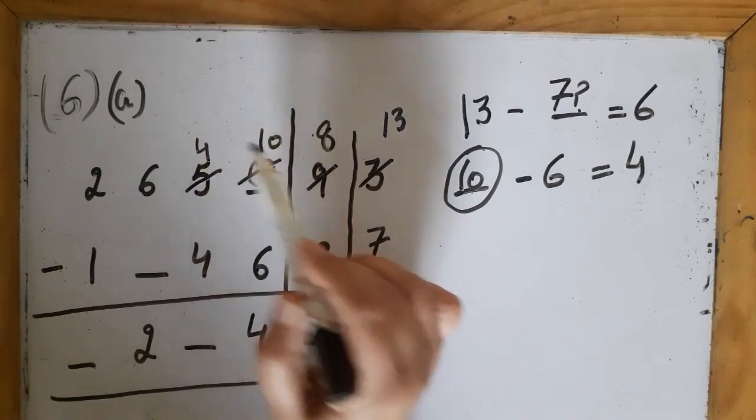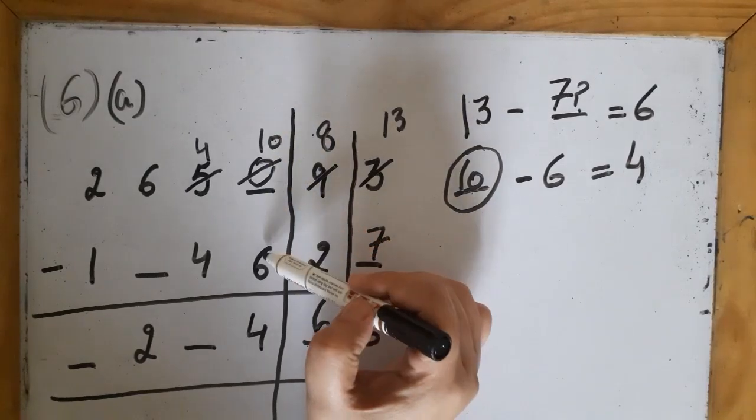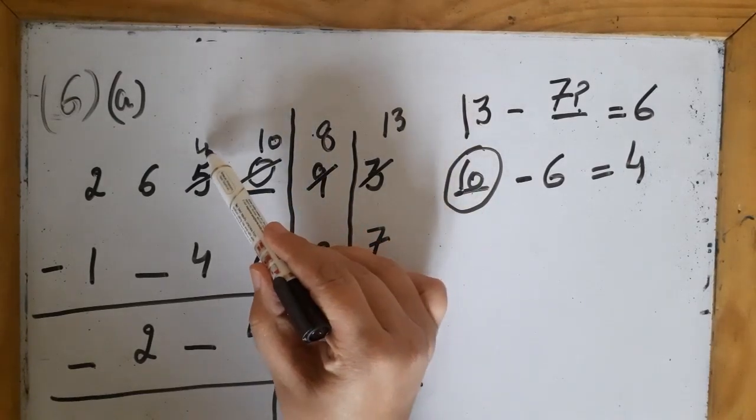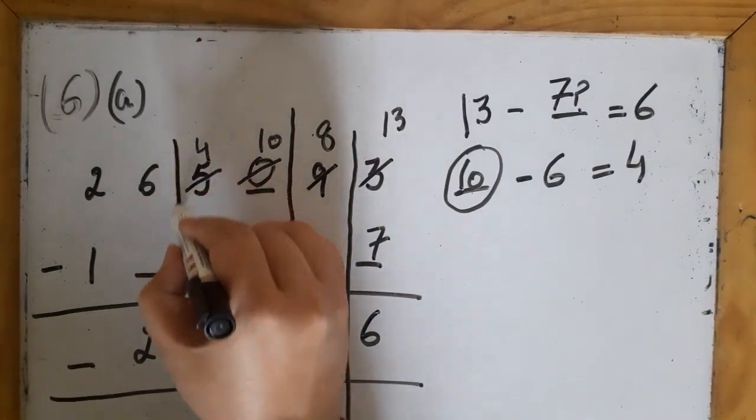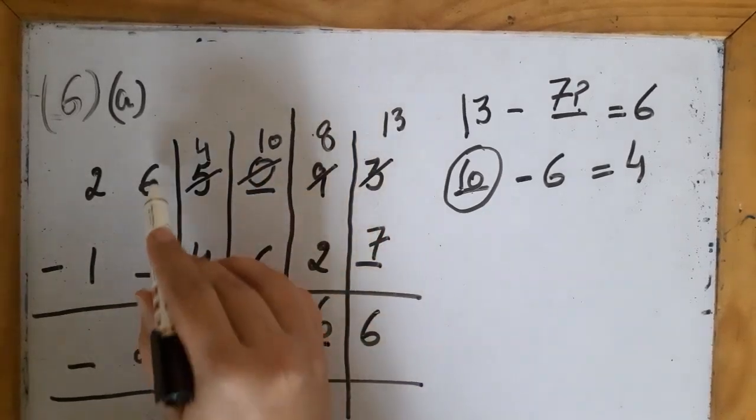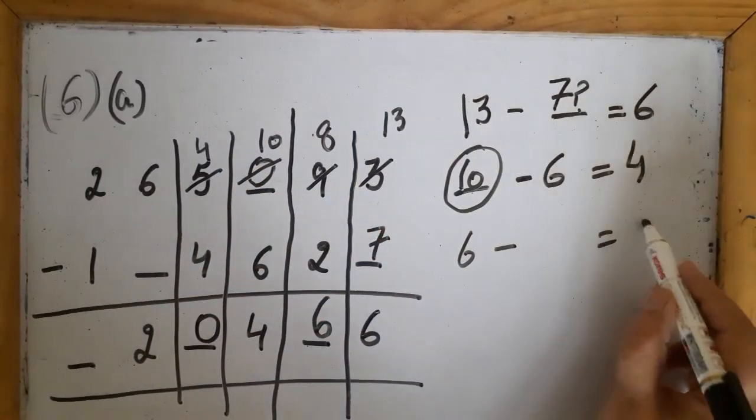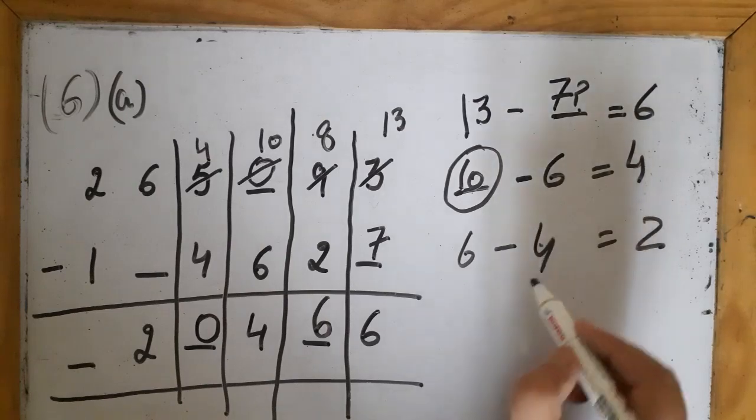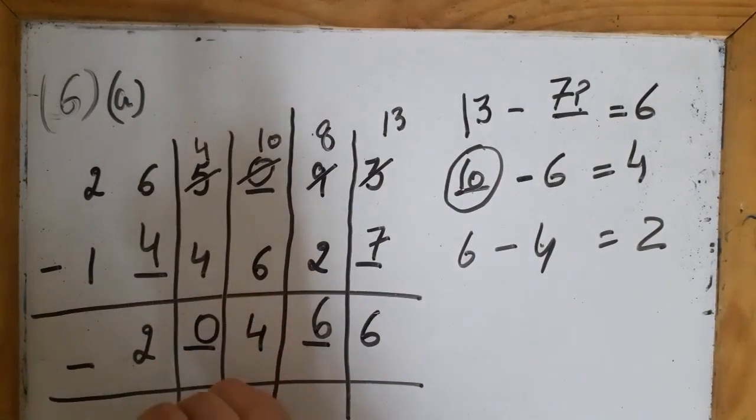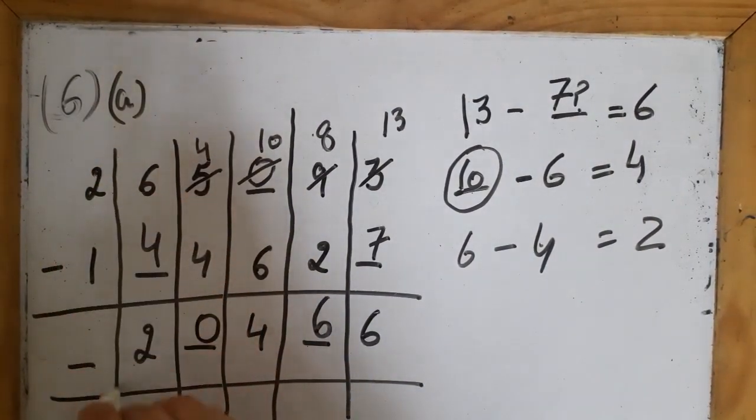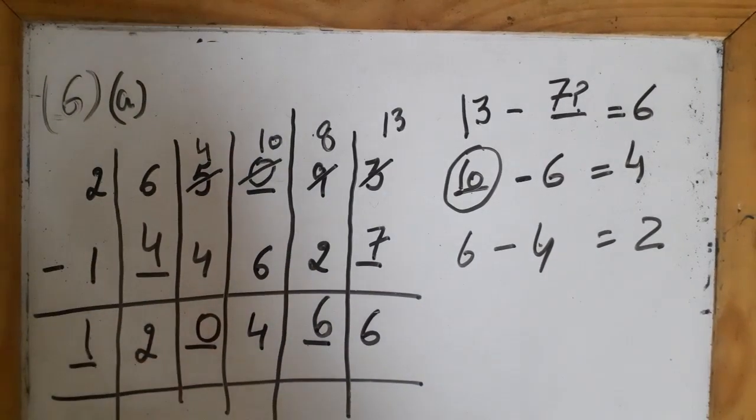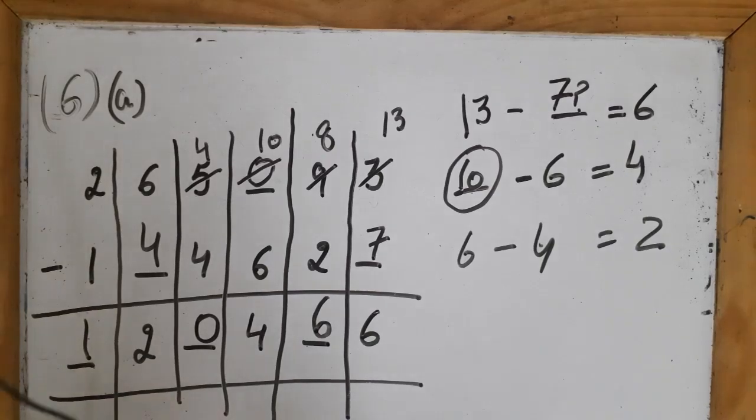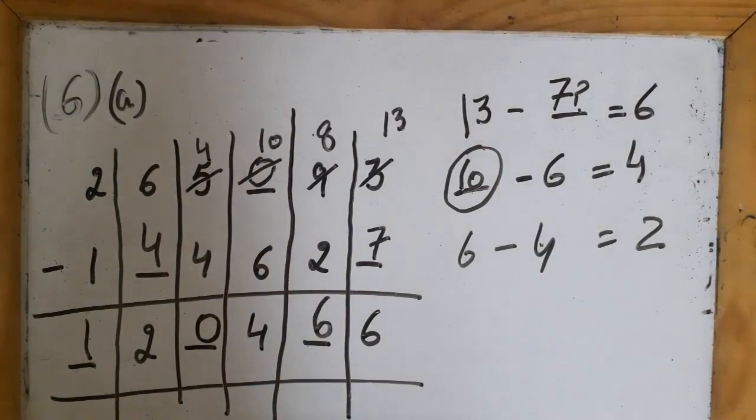So this will be 4 then. So 10 minus 6 is 4. Now I'm having 4 here. 4 minus 4 is 0. Now from 6, what should I subtract so that I get 2? So I will subtract 4 from this to get 2. Now the next one, 2 minus 1, I will get 1. So this is how we fill the missing digits.